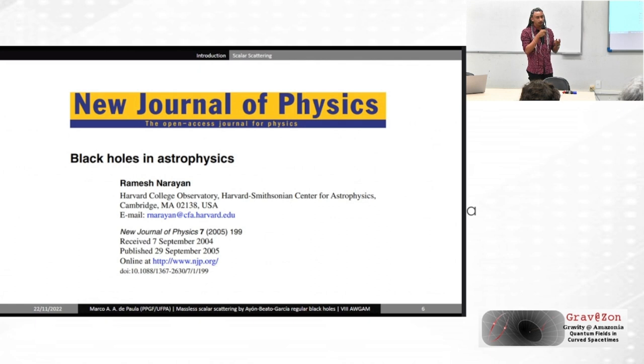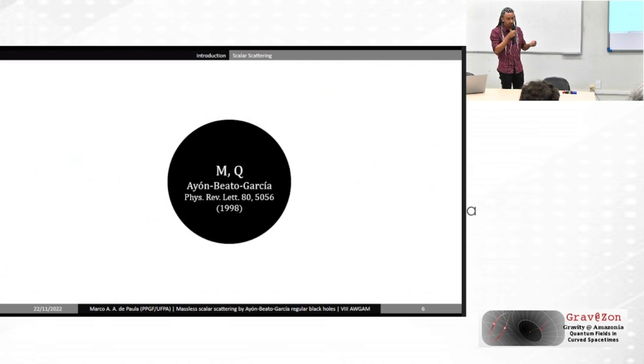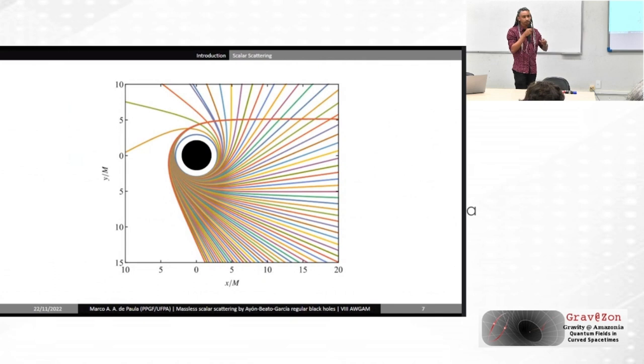So we can do this from a classical perspective. Basically, you can take a spherically symmetric black hole, for instance, the Ayón-Beato-García regular black hole, and study this from a classical perspective, analyze the geodesics, things like that. This is a possibility. But here, we are not interested in studying the black hole from this classical perspective, the geodesics, things like that.